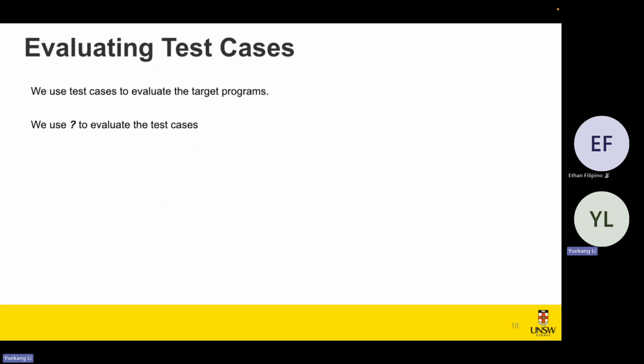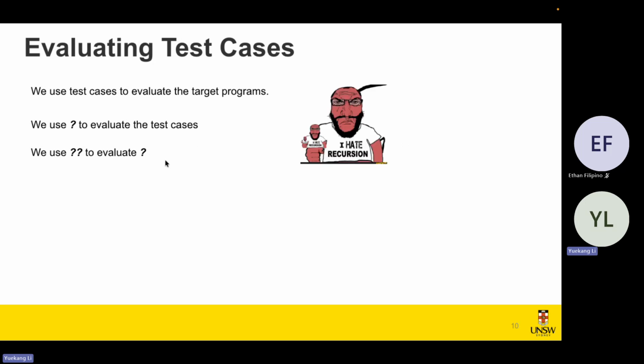And we need something to evaluate the quality of the test cases, right? And then do we need something else to evaluate this thing here? And this will give us an endless recursion. So we have to have some solution here to stop this endless recursion.